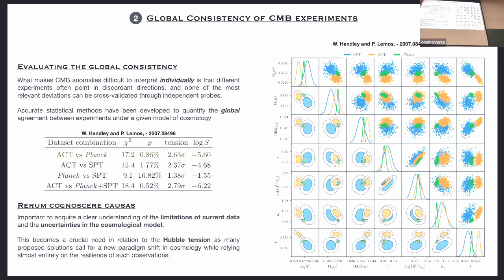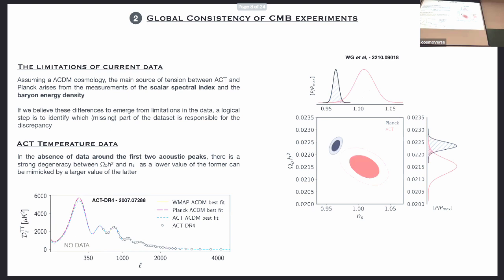So if we want to learn more about the anomalies, we basically have two possibilities. Either we trust the cosmological model and we study limitations in current data, or we trust current data and study limitations in the cosmological model. And I would like to follow both these possibilities, starting from limitations in the current data.